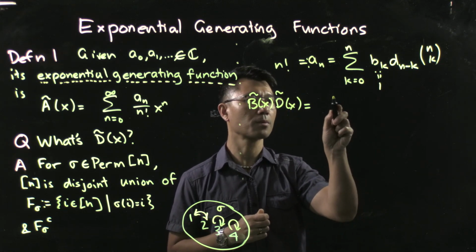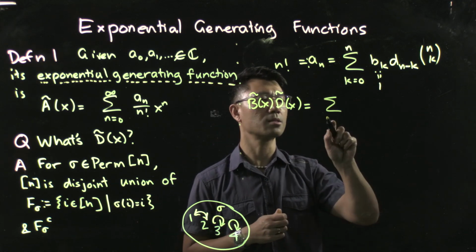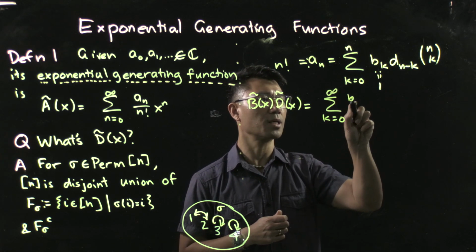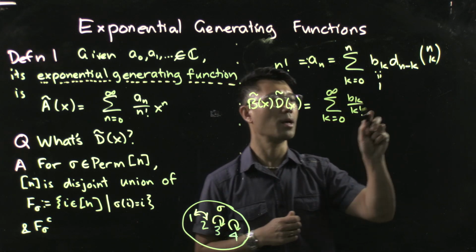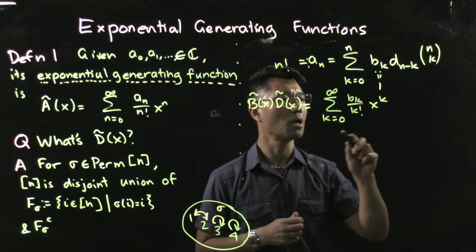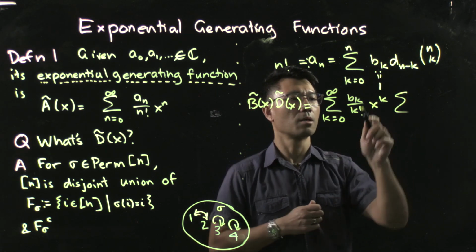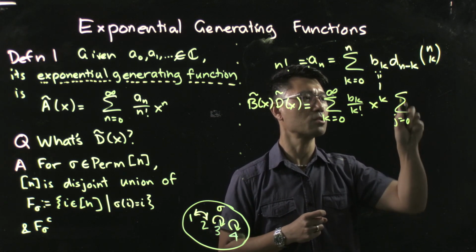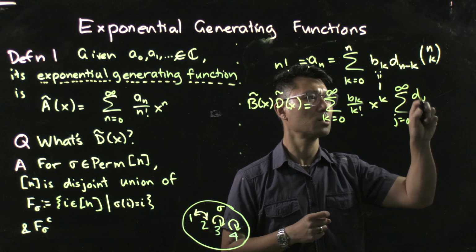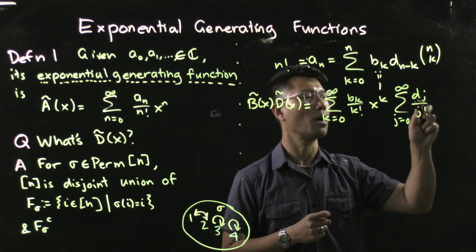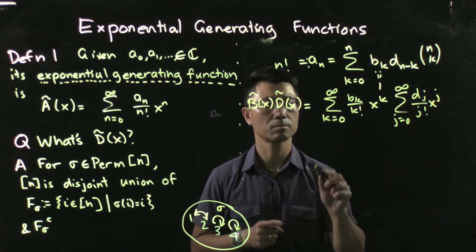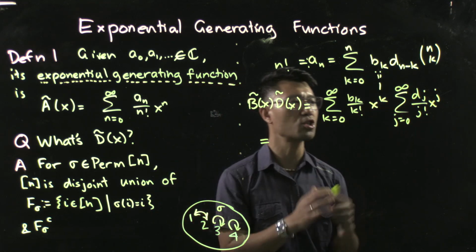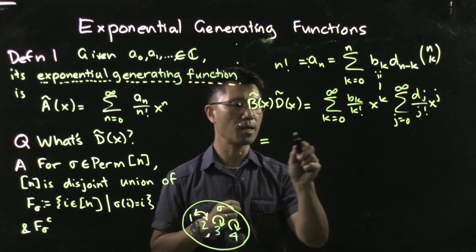You're multiplying the sum from k equals 0 up to infinity of bk on k factorial x to the k, times the sum from j equals 0 to infinity of dj on j factorial x to the j. And let's work out what this product is. You just take the Cauchy product of these two, and that will tell you what the answer is.